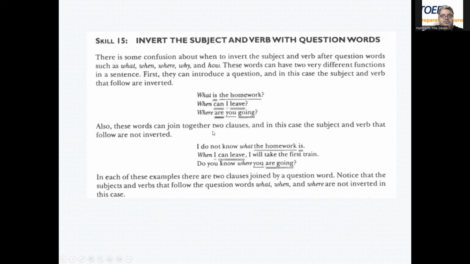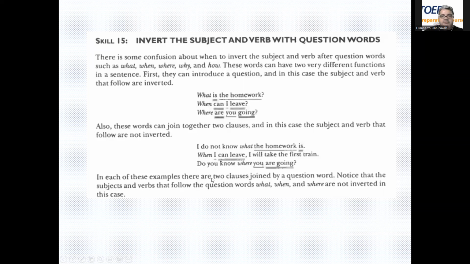Also, these words can join together two clauses, and in this case, the subject and the verb that follow are not inverted. I don't know what the homework is. When I can leave, I will take the first train. Do you know where you're going?